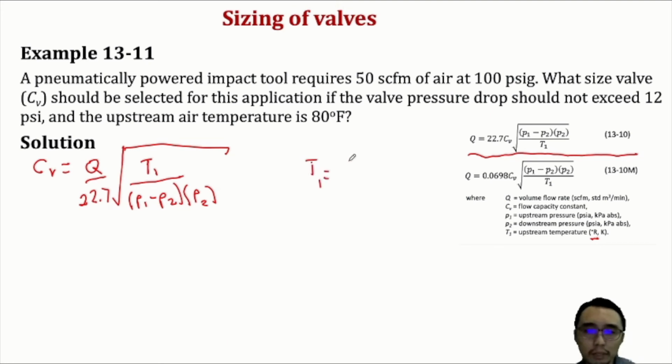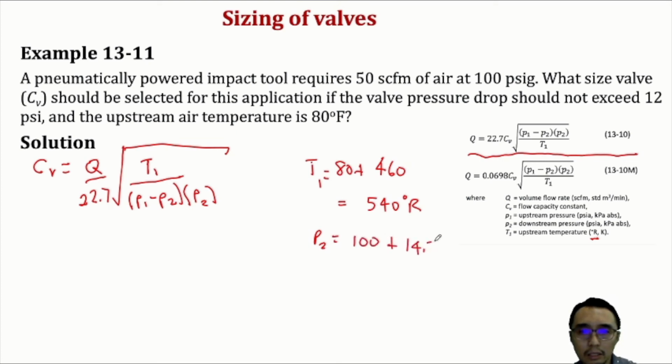So the temperature will be 80, which is the Fahrenheit, plus 460. So here you will get 540 degrees Rankine, and P2 is 100 plus 14.7. This is the absolute pressure in psia. So you can just substitute these values.